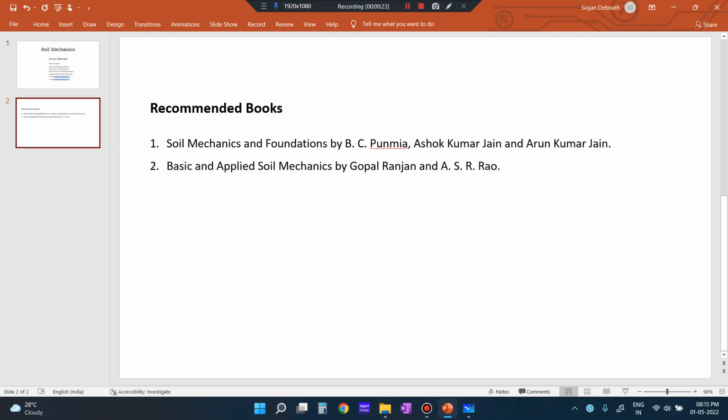These are the two books which I recommend for this course. The first one is Soil Mechanics and Foundations by B.C. Punmia, Ashok Kumar Jain, and Arun Kumar Jain. The second one is Basic and Applied Soil Mechanics by Gopal Ranjan and A.S.R. Rao.